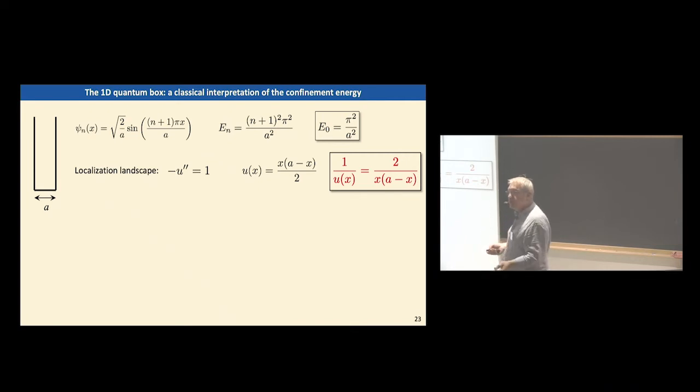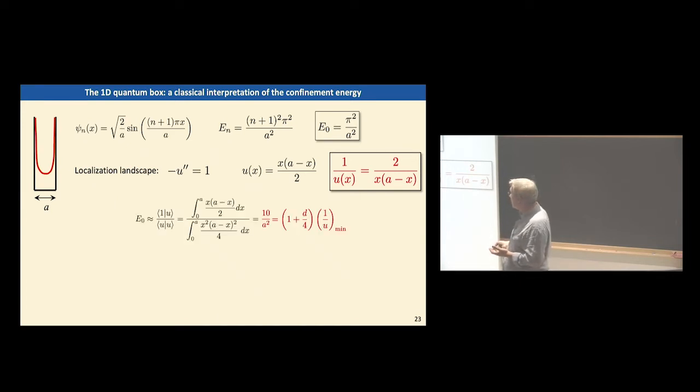So the landscape is a parabola that vanishes at both sides, at both ends of the well. 1 over u is this object, this effective potential. Now you compute the value, so you have one basin here. You compute the energy by saying, okay, what's the minimum of 1 over u? It's at the center.